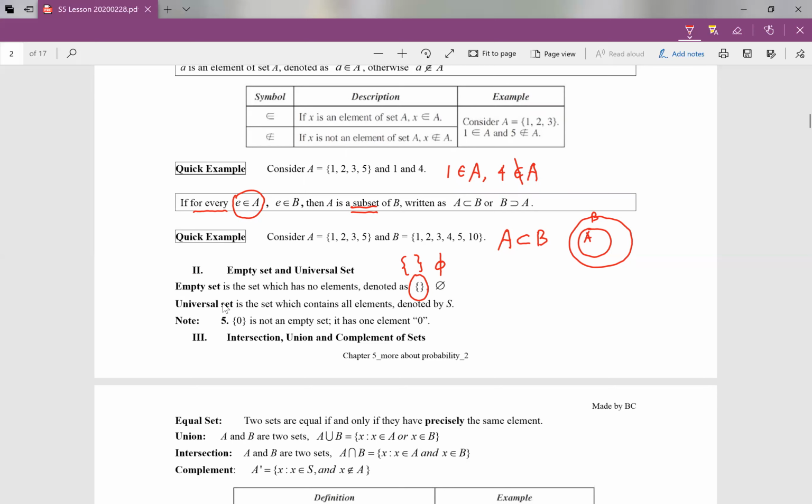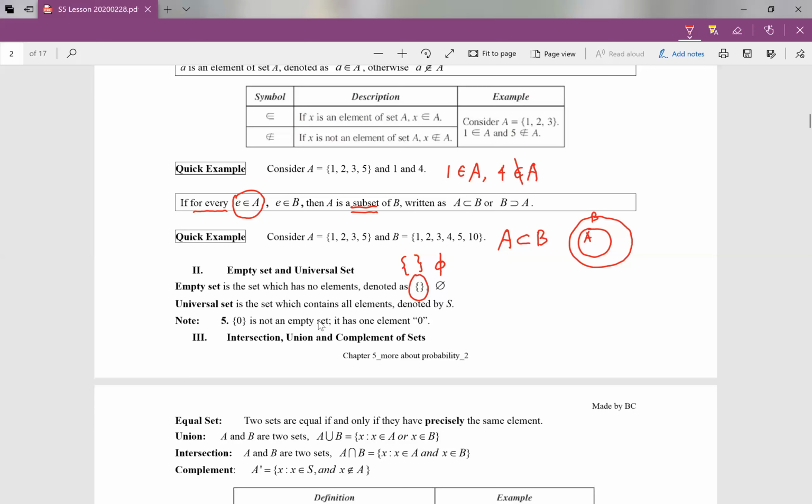A universal set is just the opposite. A universal set is the set which contains all elements. It's denoted by S. Obviously, when we talk about different issues, the universal set can be different. For example, if we are talking about numbers, the universal set should be all the numbers. If we are talking about colors, then the universal set should be all the colors. It depends on what our topic is.